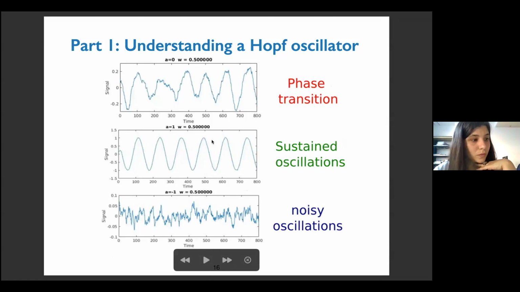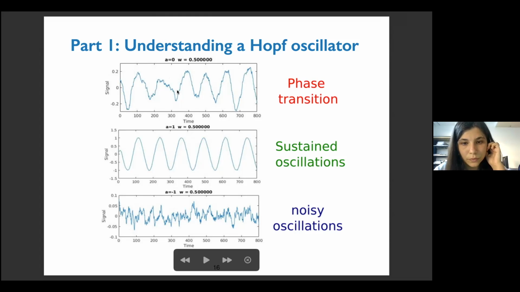So, sustained oscillations with positive A, noisy oscillations for negative A, and exactly at the bifurcation point, where we have the phase transition, we have A0. Now we can compare the three results, and you should also have a look at the different scales. For A1 we have oscillations with an amplitude around 1. For A0 we have a mix, as Anne was describing, oscillations with noise, but these oscillations are of lower magnitude, and with A negative we have purely noise.